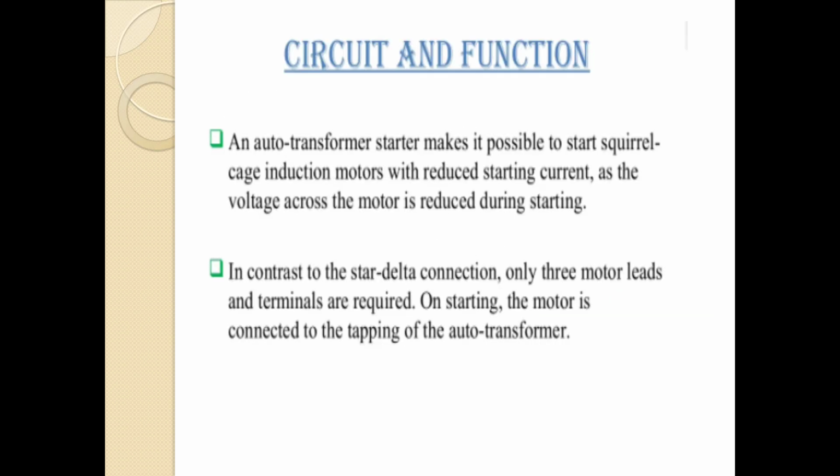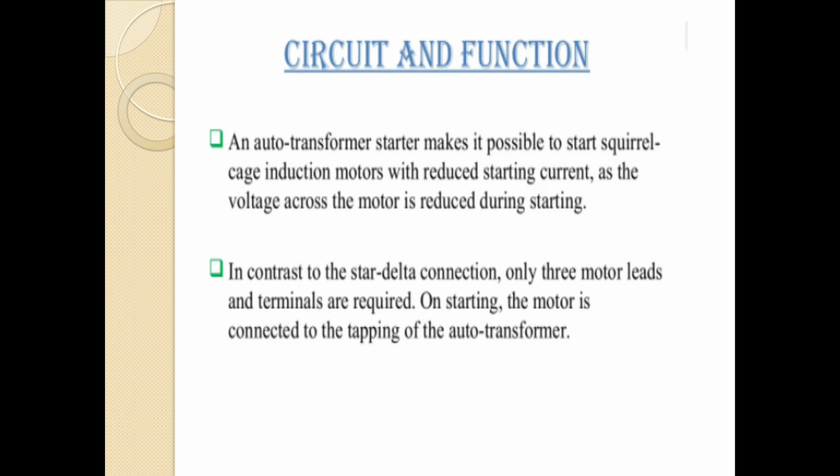Operation of the auto transformer: when the handle is in the start position, the motor is connected to the auto transformer. Therefore, the voltage is reduced. Hence, the starting current will be reduced. When the motor reaches 80% of normal speed, the handle is moved to the run position. At this position the motor receives full line voltage.